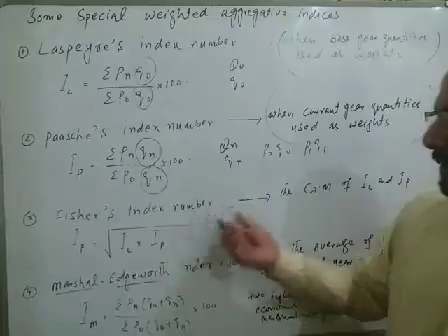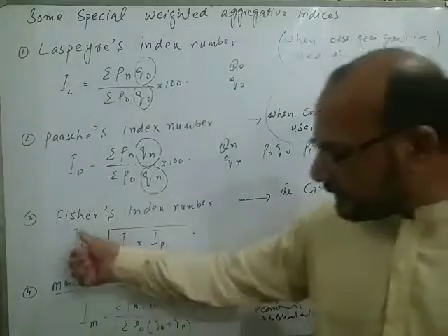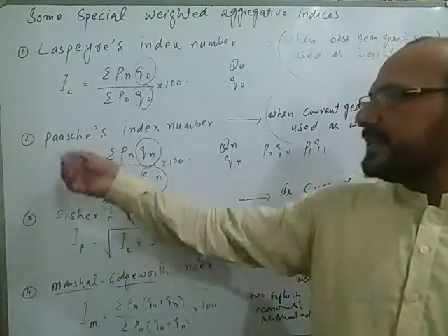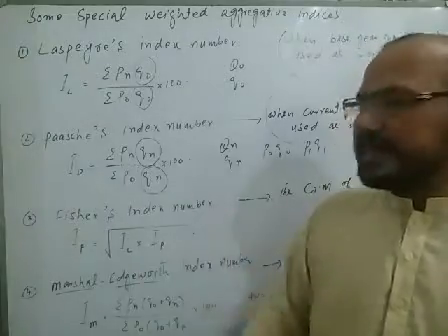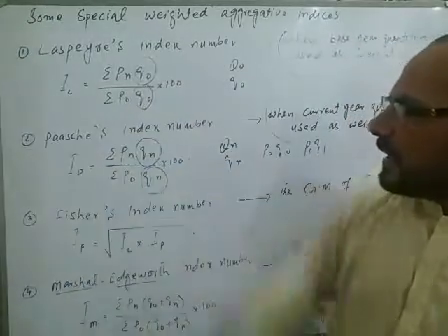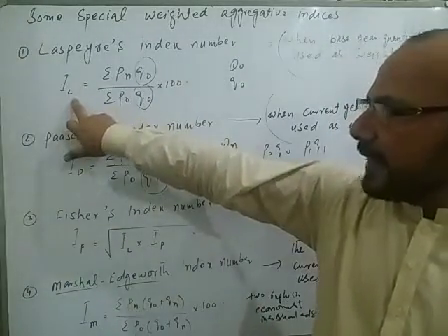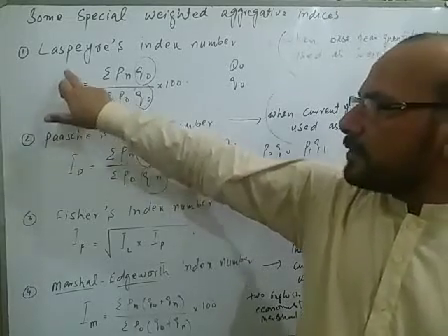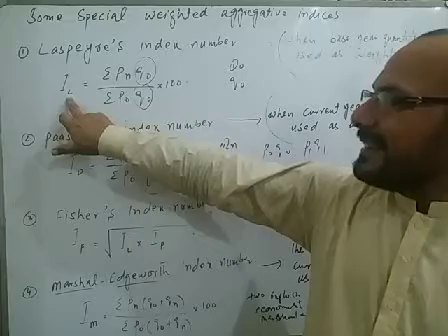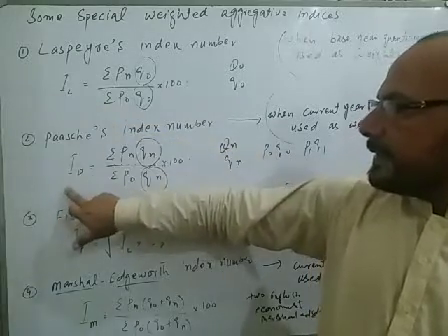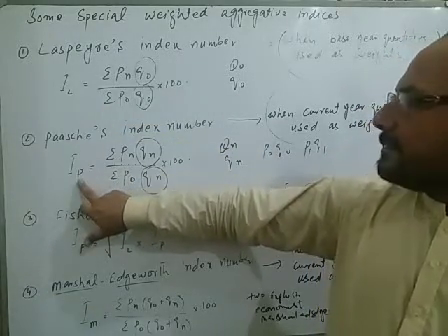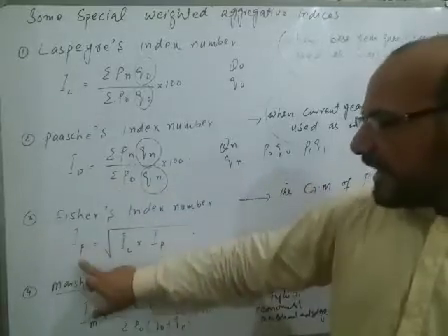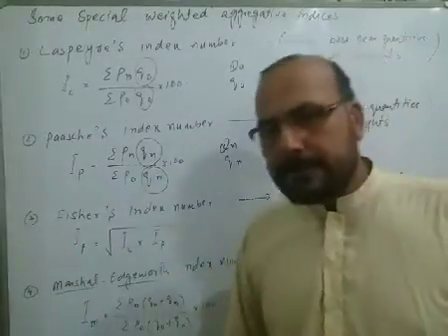Fisher index number, which is represented by IF. You can represent it by any alphabet you like, but here I am using I as the index number. In subscript form, I am writing L. So IL means Laspeyres price index, IP means Paasche's price index, and IF means Fisher price index.